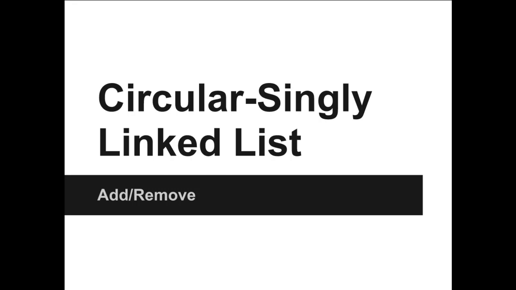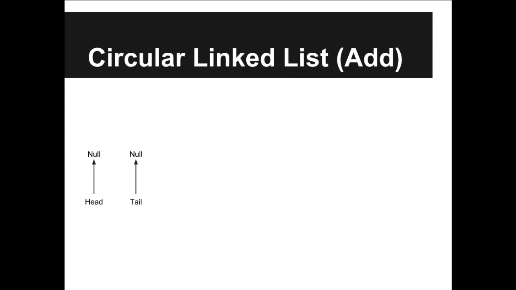In this video, I'm going to talk about add and remove methods in a circular single linked list. Let's say that we start from an empty circular single linked list. In this case, head and tail are both pointing at null. If we want to add a node with the data 20 to our empty linked list, first we have to create a node with the data 20, and then the next pointer of 20 should point at null initially.